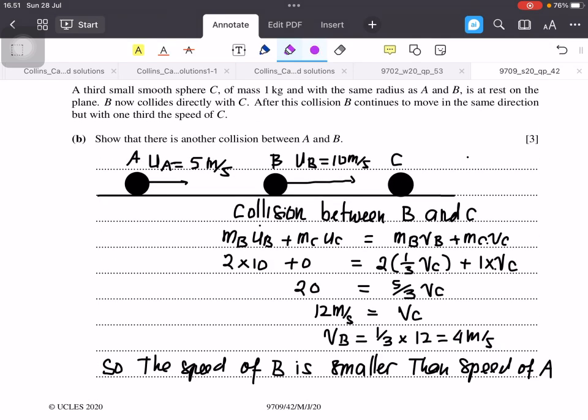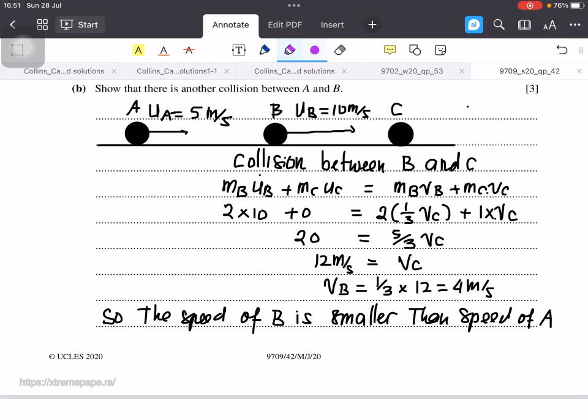There will be another collision between A and B since A is moving at speed 5 meter per second, while B after colliding with C has a speed of only 4 meter per second. That's the proof that A and B will collide for a second time.